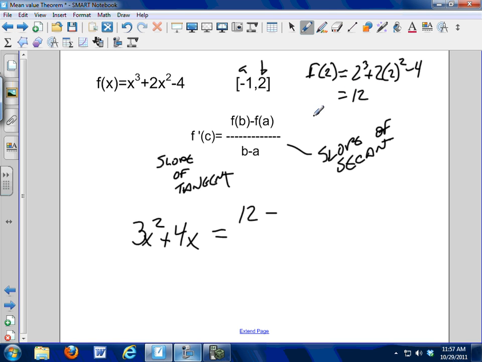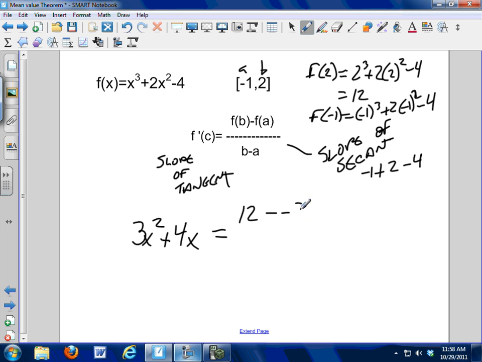f of negative 1 is negative 1 cubed plus 2 times negative 1 squared. Remember, parentheses are free, so use them liberally. It costs you when you don't have them, when you forget them. Negative 1 cubed is negative 1. Negative 1 squared is 1. 2 times 1 is 2. Minus 4, so I've got negative 1 plus 2 is 1. Minus 4 is negative 3.